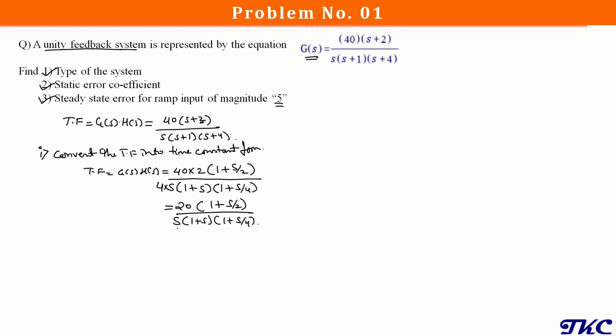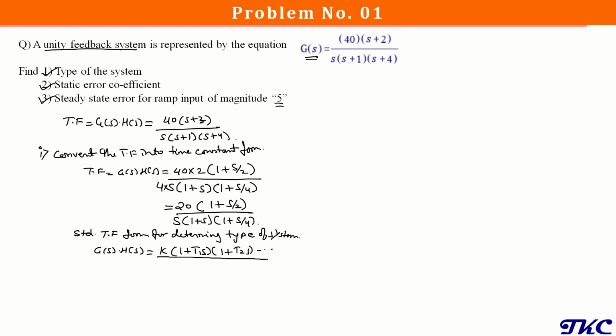Now in order to find the type of the system, we can compare this transfer function with a standard form, or directly we can say from this transfer function what is the type of system. But let's compare with the standard one. So we need to first write the standard transfer function form for determining the type of system. That is given by G(s)H(s) equal to constant K (1 + T1 s)(1 + T2 s) and so on, divided by s raised to j in bracket (1 + Ta s)(1 + Tb s) and so on.